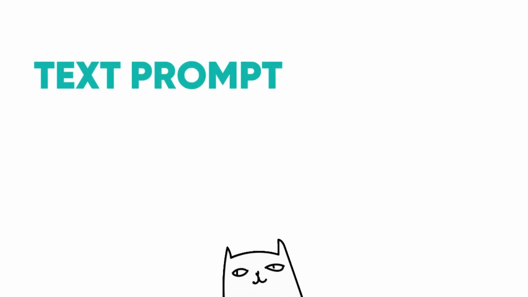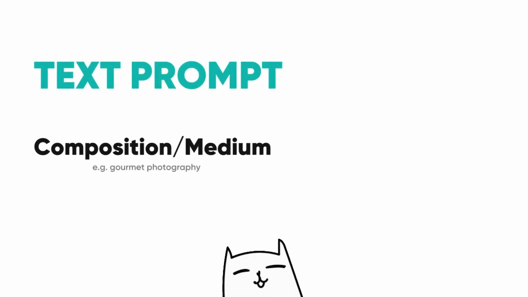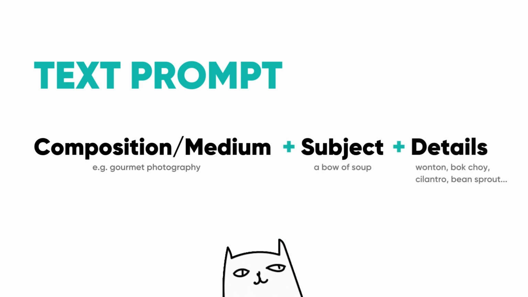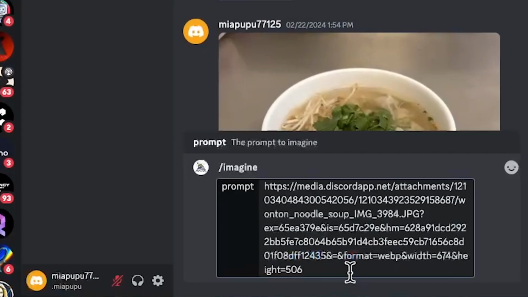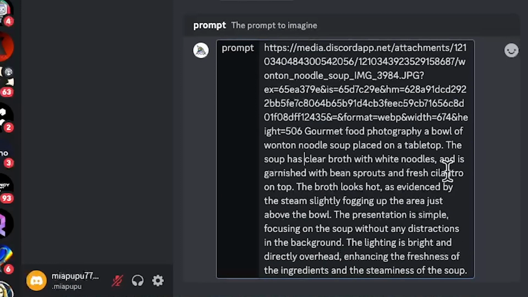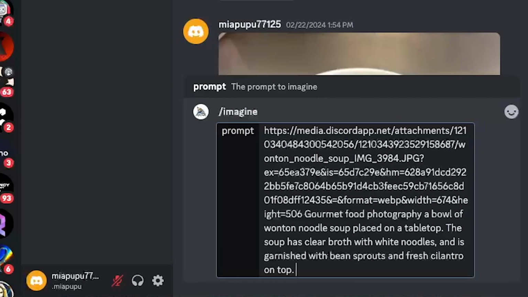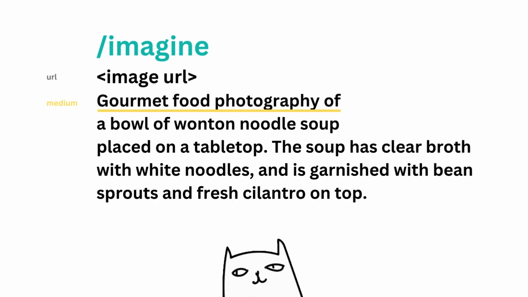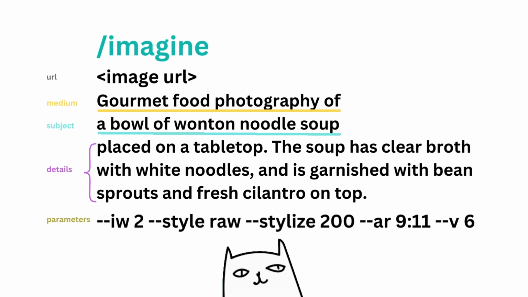We're using a simple text prompt formula today. We'll start with composition and medium, and then the subject, and then details. So I got the text prompt I got from ChatGPT as the base, and I edited the prompt and removed a lot of unnecessary details. So here I got gourmet food photography of a bowl of wonton noodle soup placed on a tabletop. The soup has clear broth with white noodles, and it's garnished with bean sprouts and fresh cilantro on top. So this follows the structure we mentioned earlier about medium, subject, and details. And then we will add parameters at the end of the prompt.